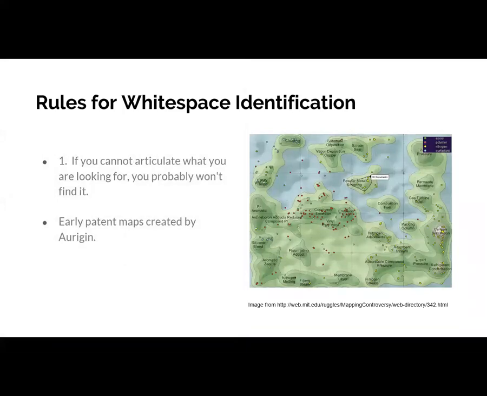An important rule for white space identification is if you cannot articulate what you're looking for, you're probably not going to find it. And this is illustrated in possibly the first attempt at white space visualization. These maps, they're topographical maps, were prepared by a company, I believe it was called Origin. And they looked really cool. I remember when they came out and thought, oh my God, this is really great.